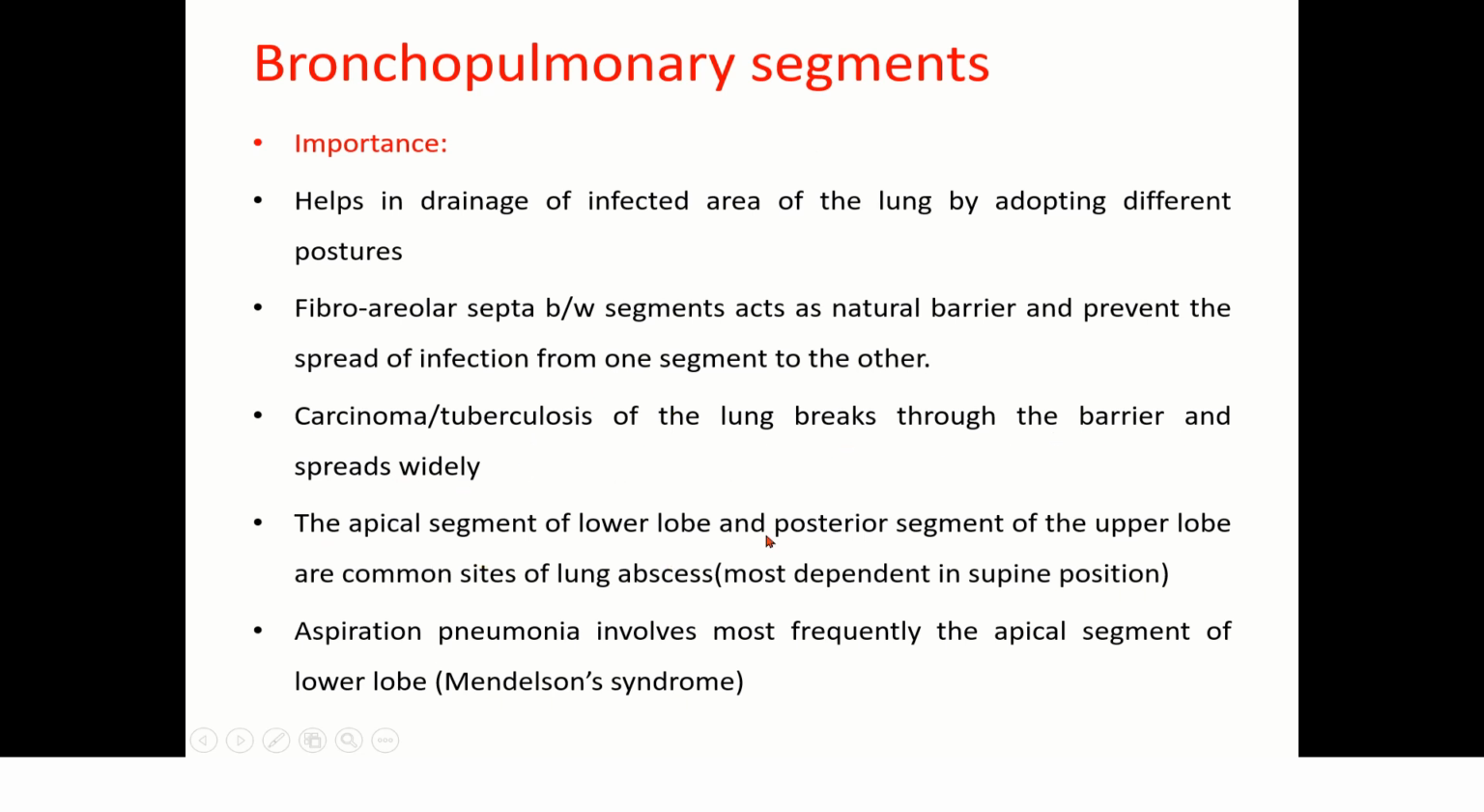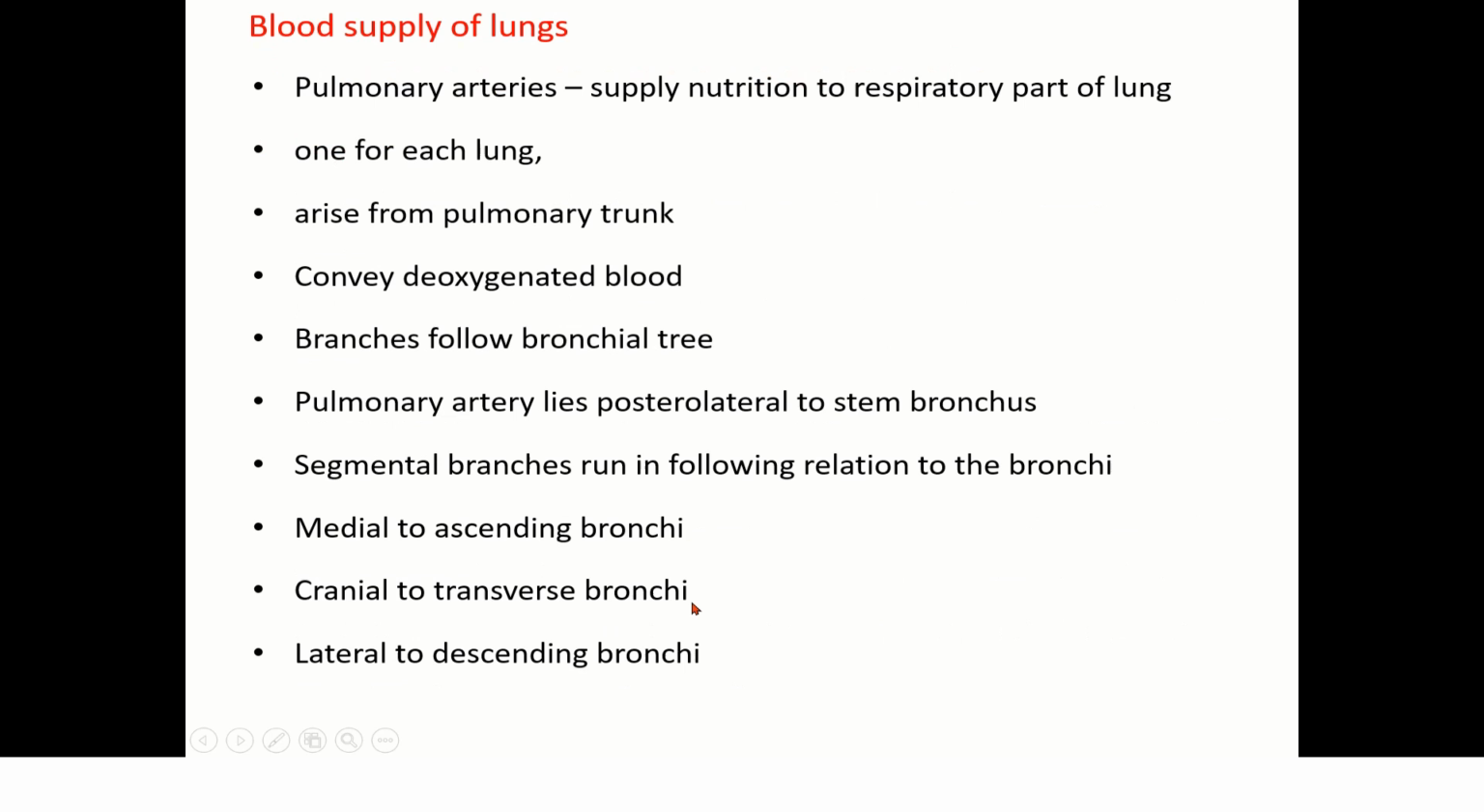The apical segment of the lower lobe and the posterior segment of the upper lobe are the commonest sites for lung abscess because they are most dependent in the supine position. So aspiration pneumonia involves most frequently the apical segment of the lower lobe, called Mendelson syndrome.